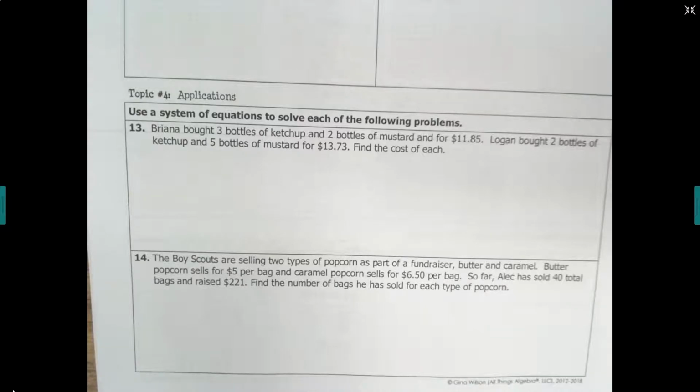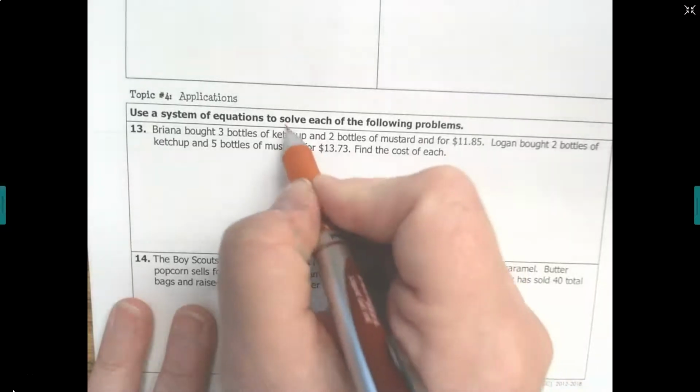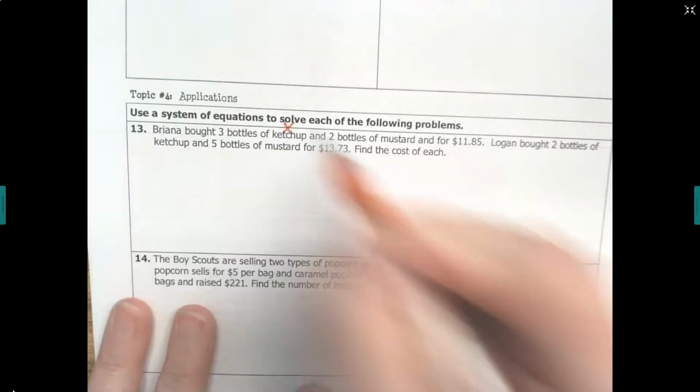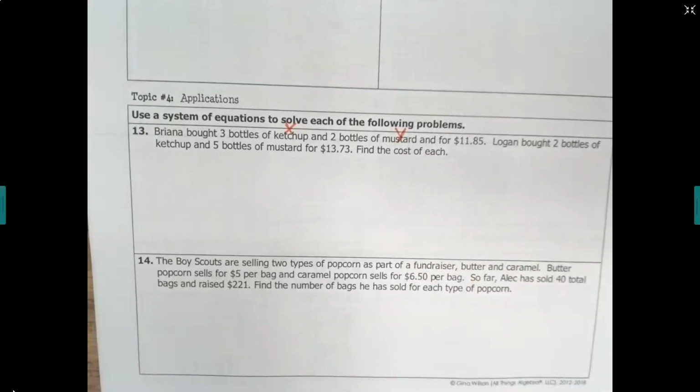So when you're reading these, you want to have some variables and define them. So I usually go in the order in which they're written in the problem. We have ketchup and we have mustard. So I'm going to say my ketchup is my x value and my mustard is my y value. Okay, that's going to help me when I'm setting it up and when I get it solved at the end.